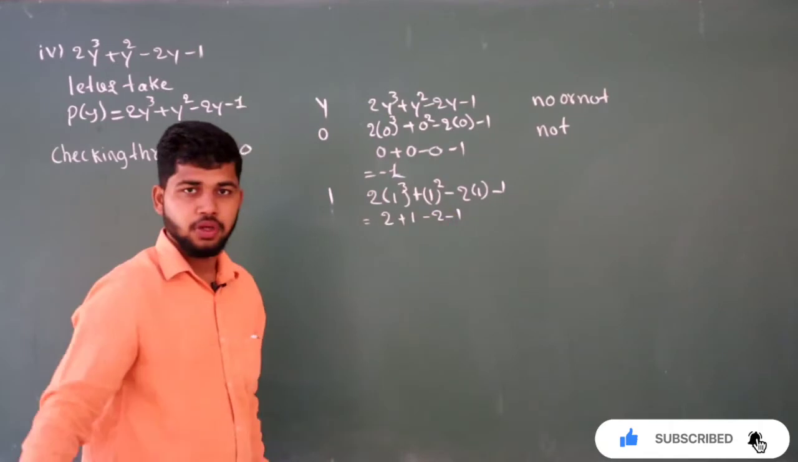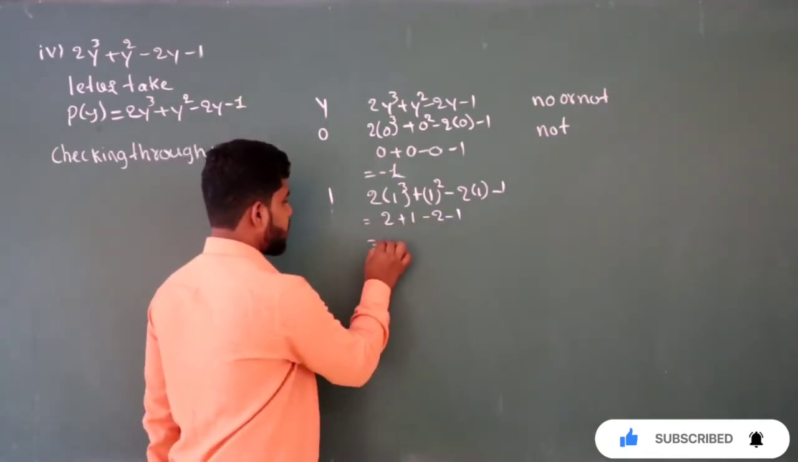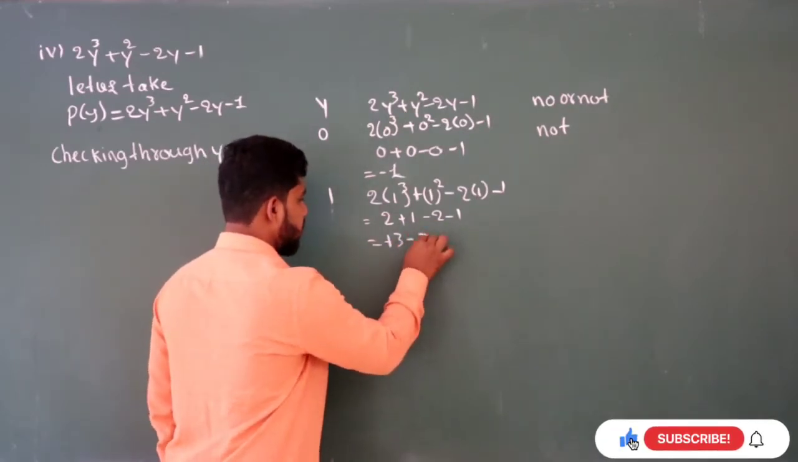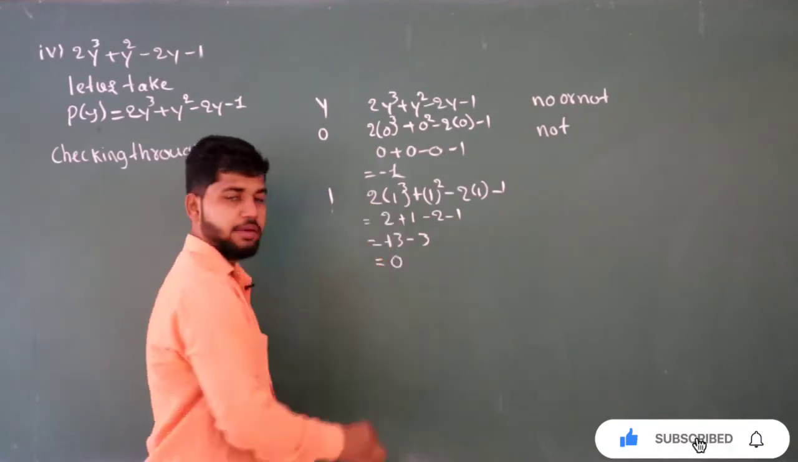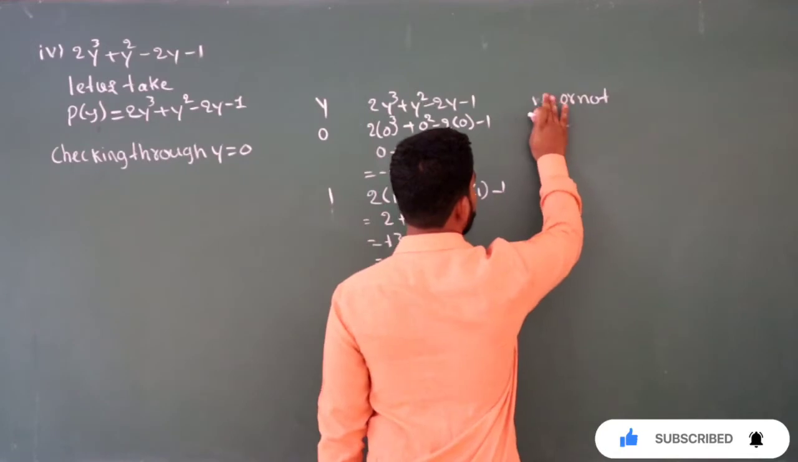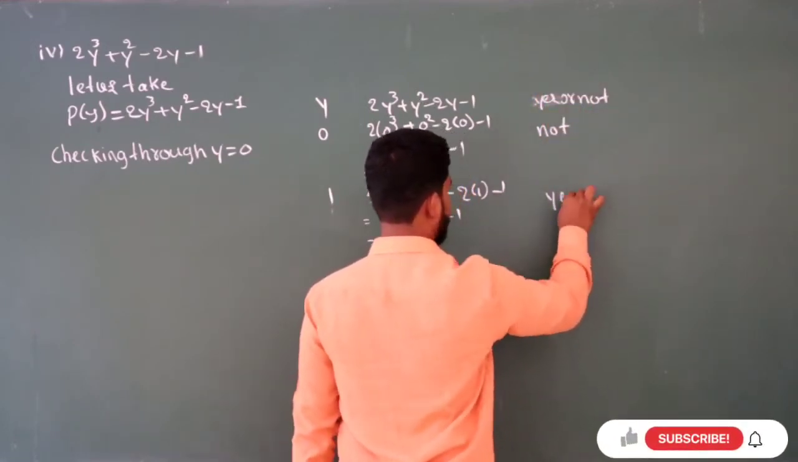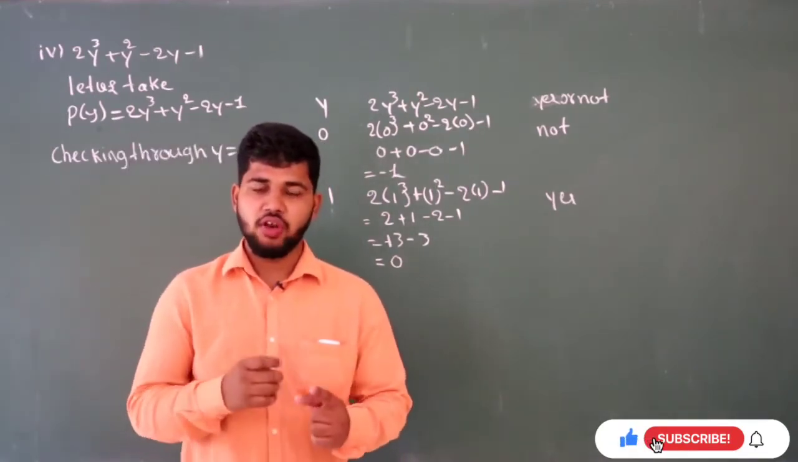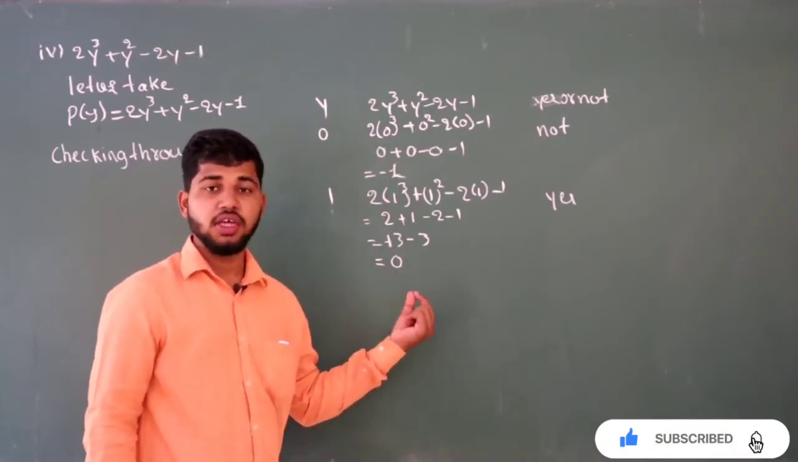minus 2 into 1 is minus 2, last is the minus 1. Now add the plus signs on one side: plus 2 and plus 1 is plus 3, and minus 2 and minus 1 is minus 3. Plus and minus cancel, remains 0. Now it is correct. If you use the value 1 in the place of y, you will get the answer 0.